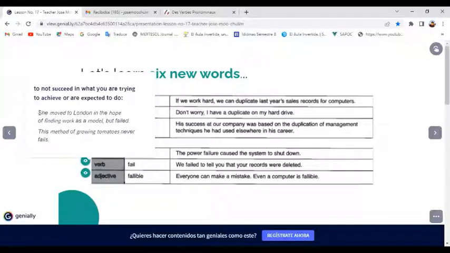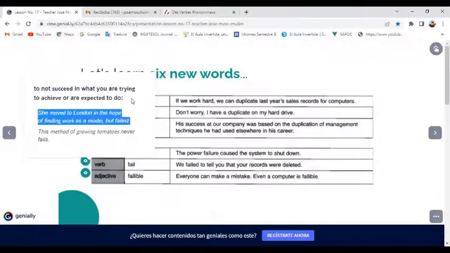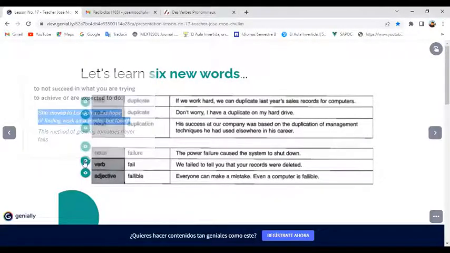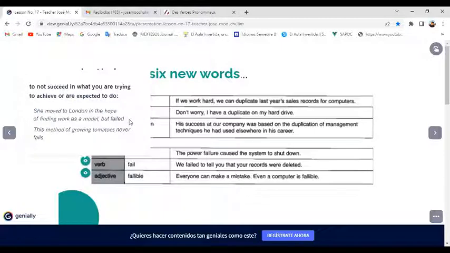Okay, thank you. And Edgar, can you read this example, please? Sure. She moved to London in the hope of finding work as a model, but failed. This method of growing tomatoes never fails. Okay, thank you, Edgar.